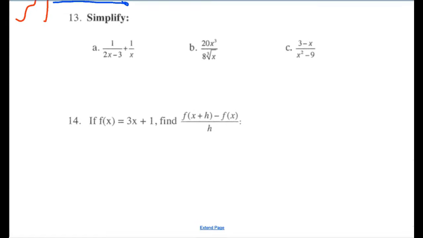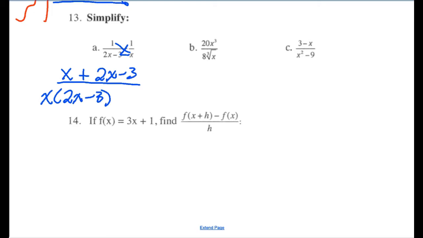Next one up, simplifying this. To add fractions, we need common denominators, but this one's nice and easy just because they don't share a factor. Just cross multiply: 1 times 2x minus 3, over x times 2x minus 3. Clean up the top, and you'll get 3x minus 3, which is 3 times x minus 1, over x times 2x minus 3. And that's the answer. Ironically, this was one of the most missed answers on the test.